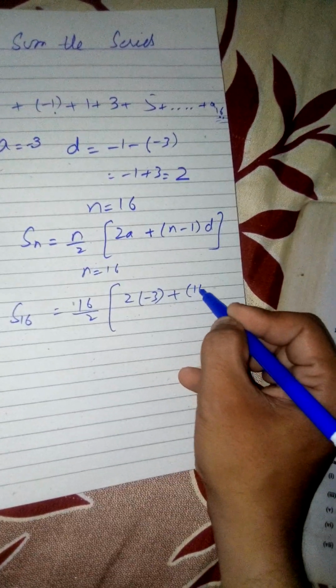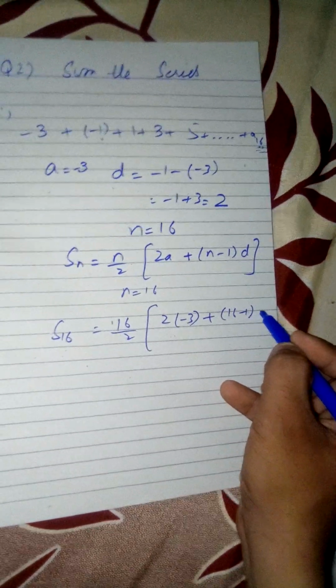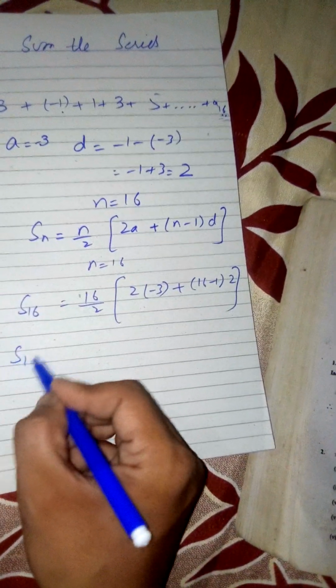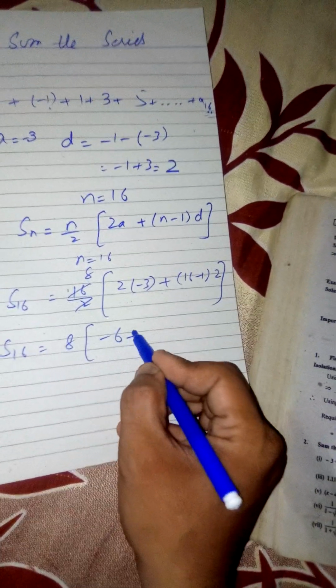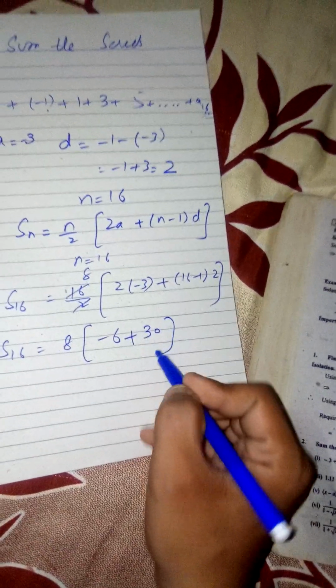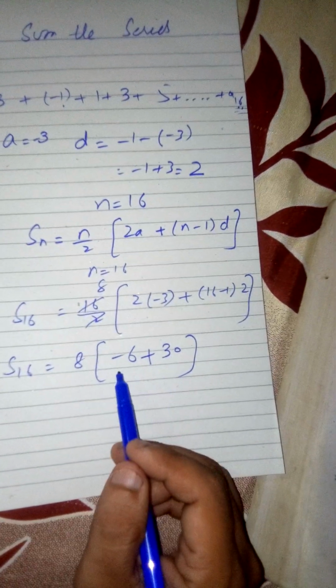S16, the sum of the series up to 16, is 8 into 24. 24 multiplied by 8 becomes 192. It means S16 is equal to 192. The required sum is 192.